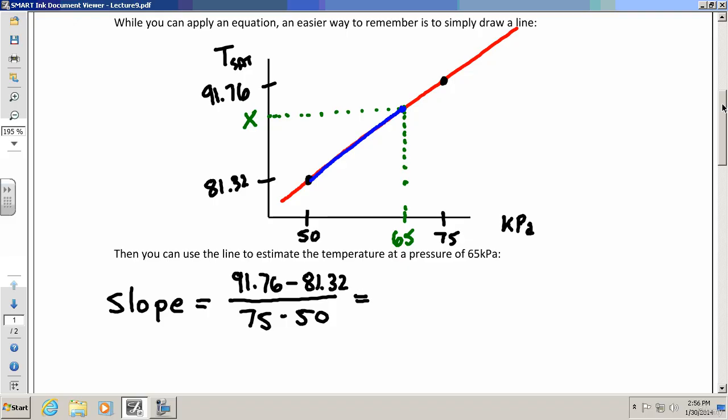That slope is equal to the slope of the blue line. Okay? So what's the slope of the blue line? Well, what's its rise? Well, it goes up from 81.32 up to x. So that would be x minus 81.32. And its run is between 50 and 65. So it would be 65 minus 50.